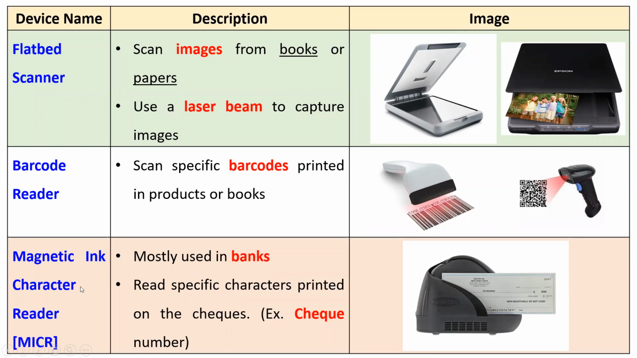Then magnetic ink character reader, MICR in short, normally used in the banks to read the specific characters printed on the check, right? You can see in the image how this type of device works there.